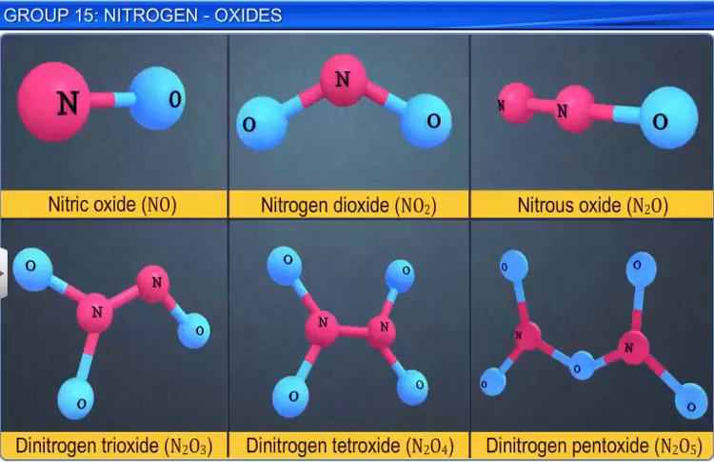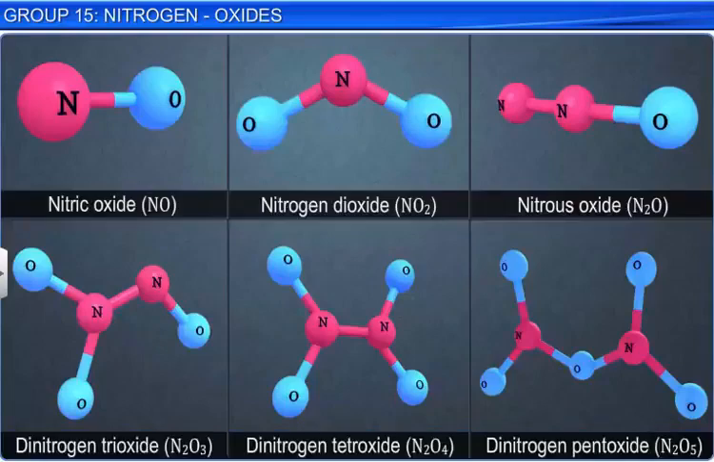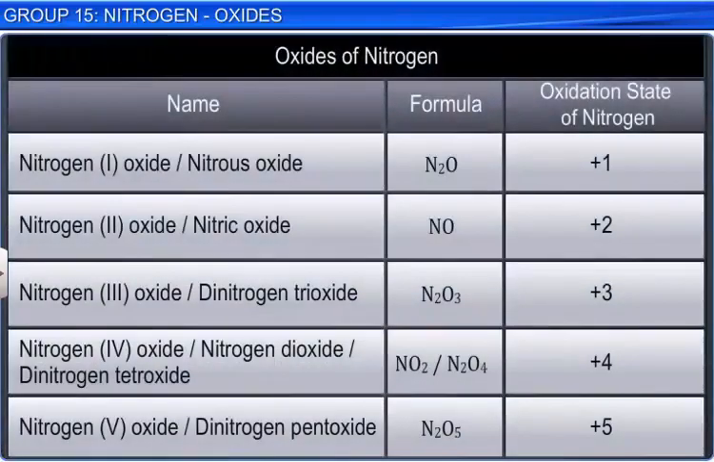You know that nitrogen forms a number of oxides that exhibit a wide range of oxidation states. The names of various oxides of nitrogen, their formulae, and oxidation numbers are listed in the table here. Note the oxidation states of nitrogen in all the oxides.